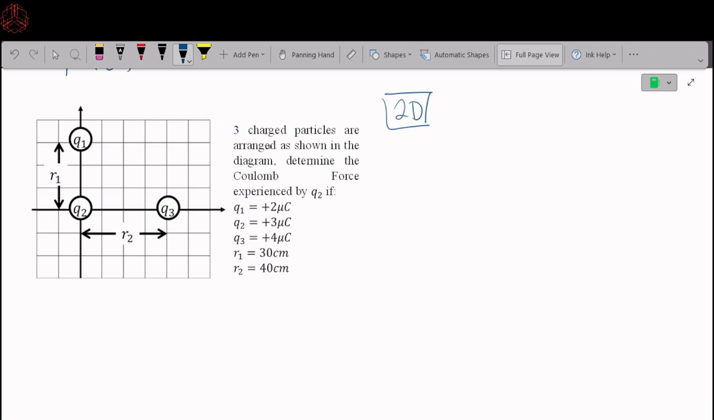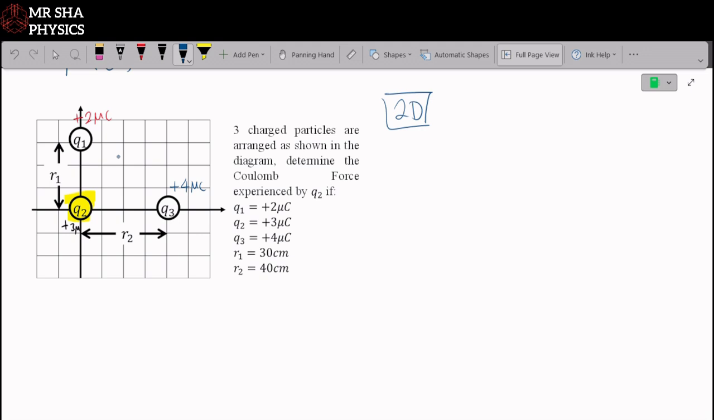3 charged particles are arranged as shown in the diagram. Determine the Coulomb force experienced by Q2. So you are focusing on Q2. If Q1 is 2 microcoulomb positive, and then I have Q2, let's use black, I have positive 3 microcoulomb, and then I have Q3 to be positive 4 microcoulomb. So bear in mind they're all positives.